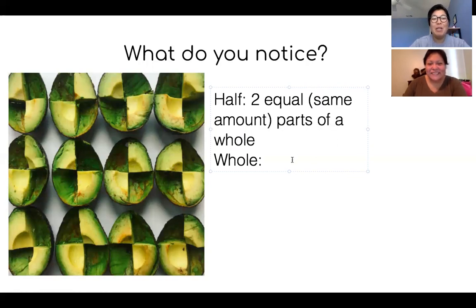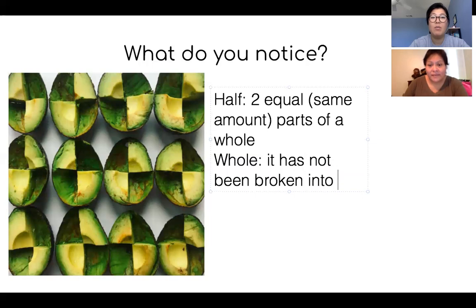And what do you mean by whole? I'm referring to two things. It could be a whole item, in this case, an avocado, or it could be a whole group. So it means that it hasn't been broken into parts. Is that okay, or do you have a better definition? No, that's a good definition because it helps us understand this picture right now.